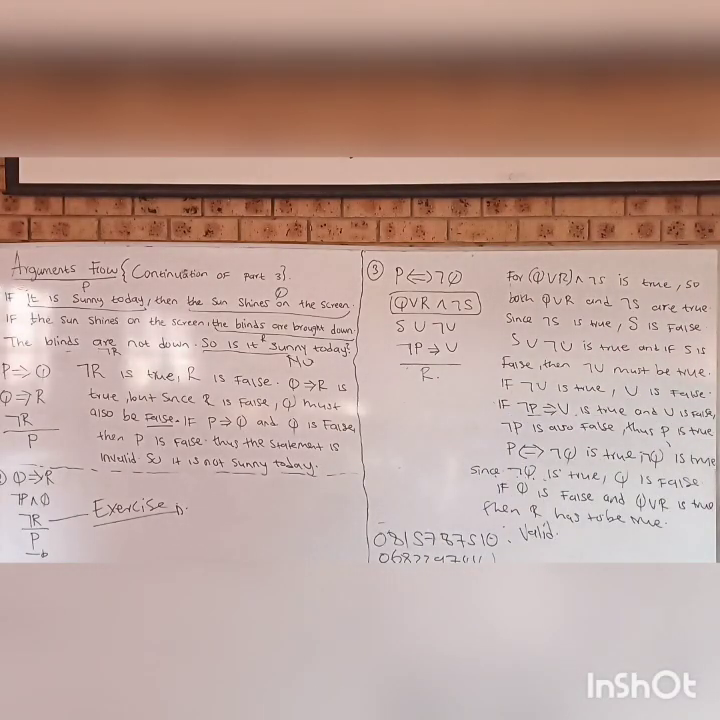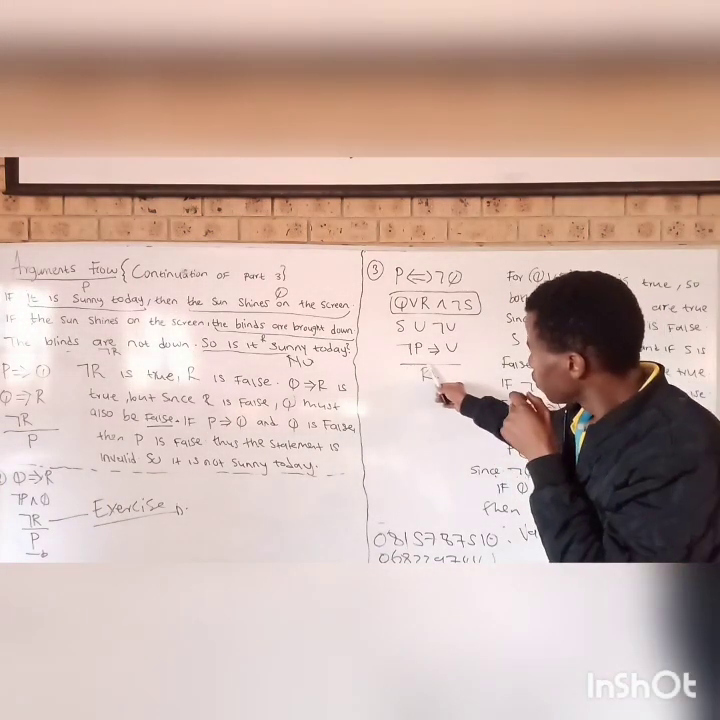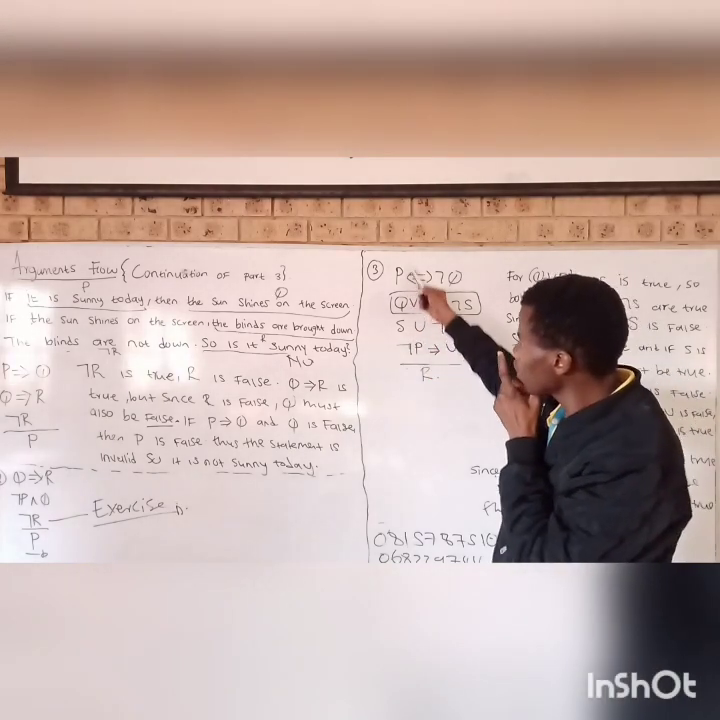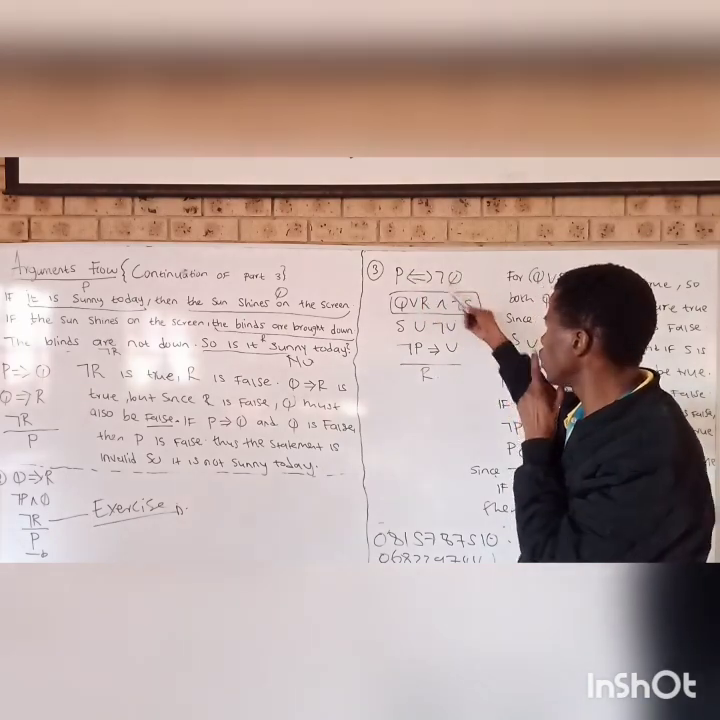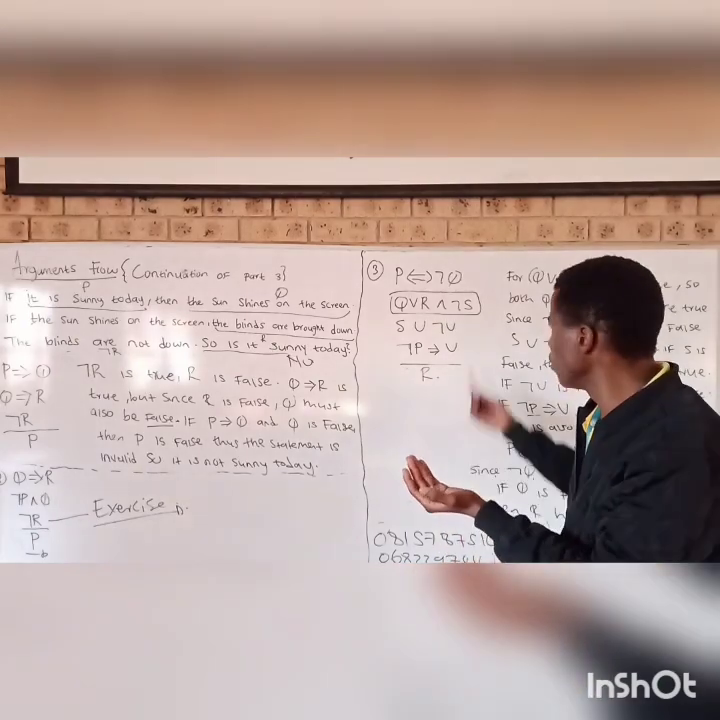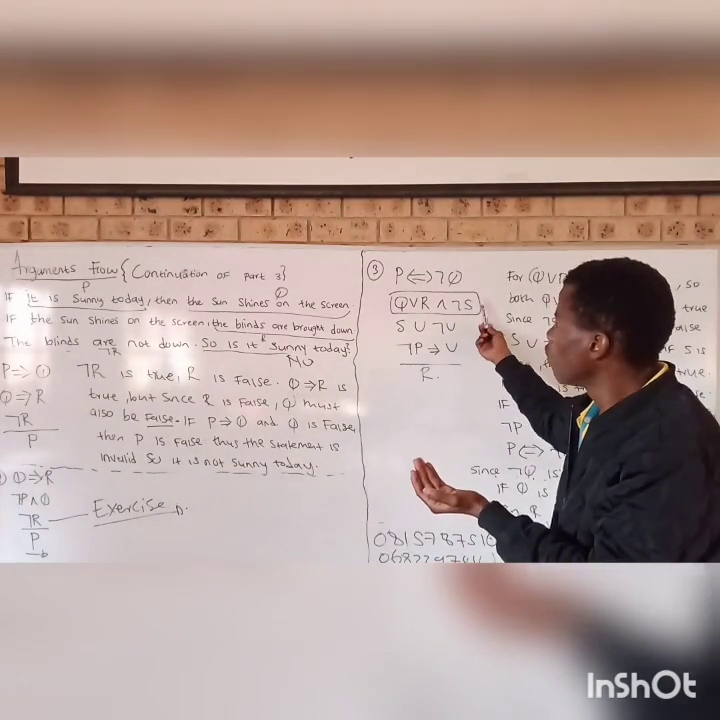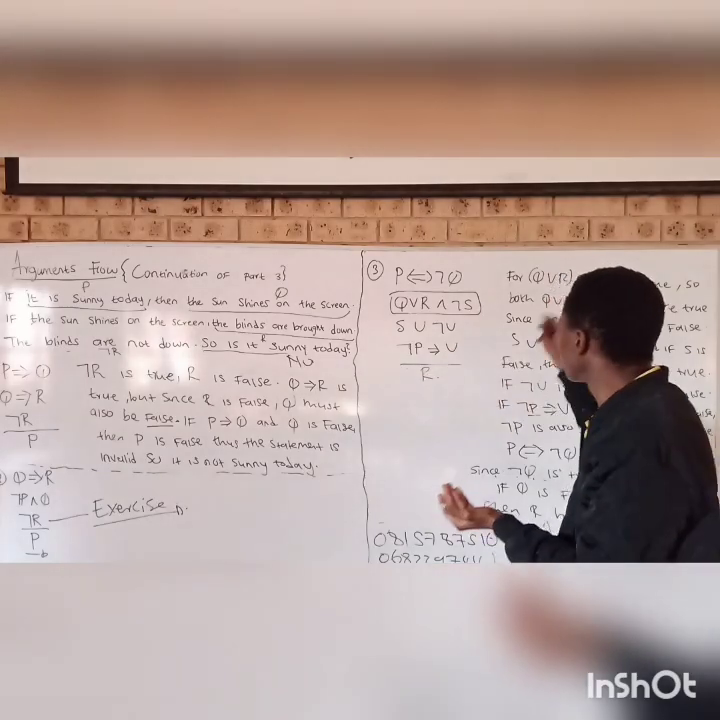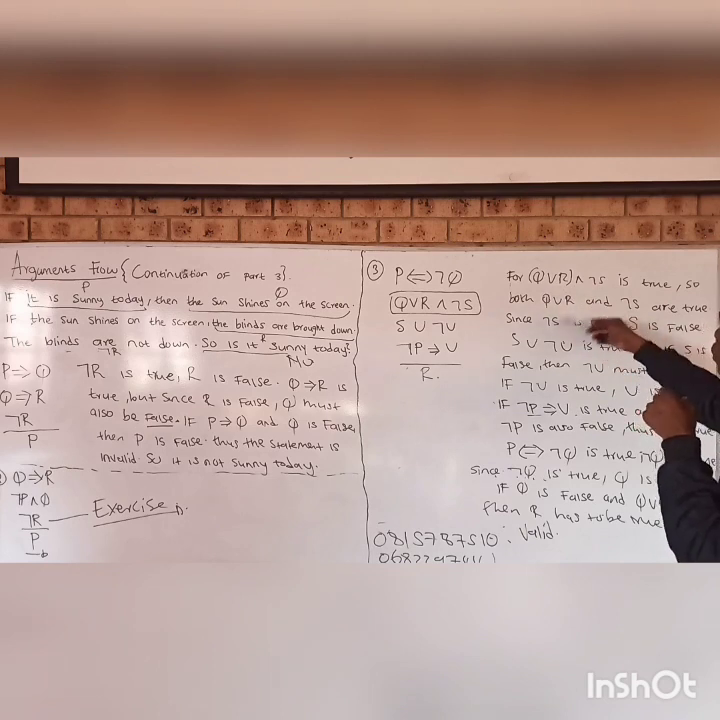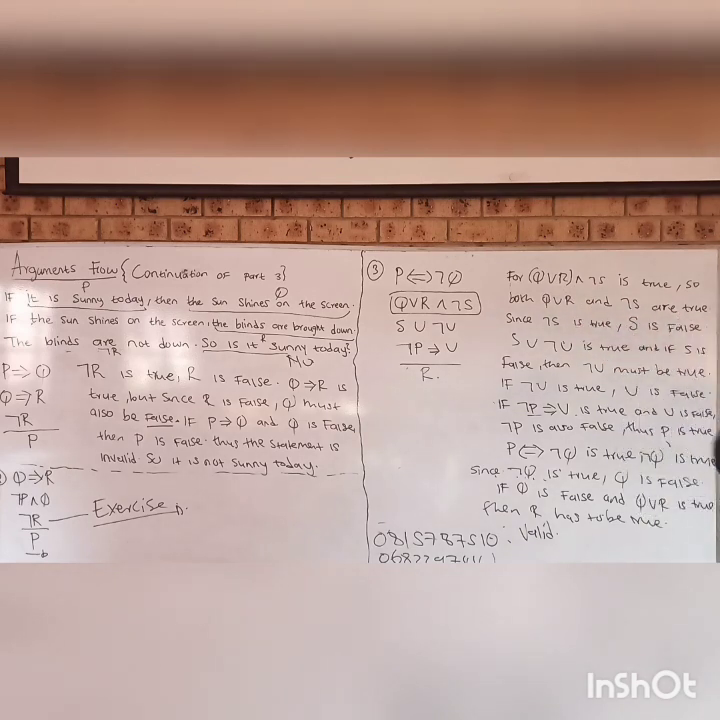First things first, we'll start on statement 2, because why? This one, we don't know the truth value of not P or U, either this or this, because of the union. For this one to be true, both have to be true or both false. So we don't know the truth value, but this other one will lead us, because here we can know the truth value of not S, because for the intersection to be true, both of them should be true. That's why I said for this, Q union R intersect not S is true. So both Q union R and not S are true.